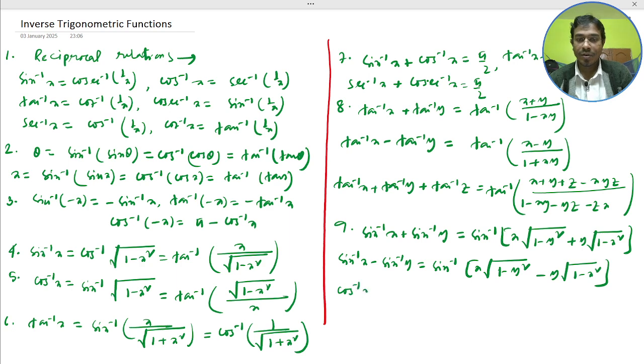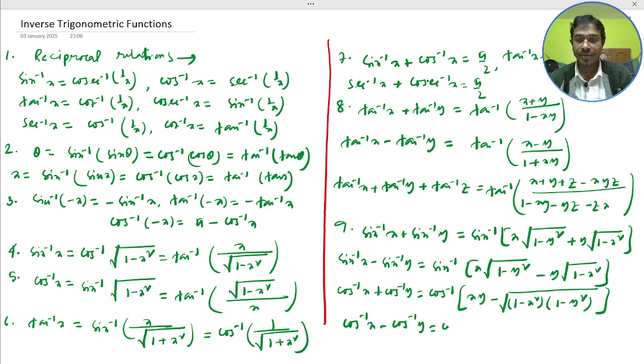Next, cos inverse x plus cos inverse y is equal to cos inverse of xy minus root over 1 minus x square into root over 1 minus y square. Next, the plus-minus form: cos inverse x minus cos inverse y would be cos inverse of xy plus root over 1 minus x square root over 1 minus y square.